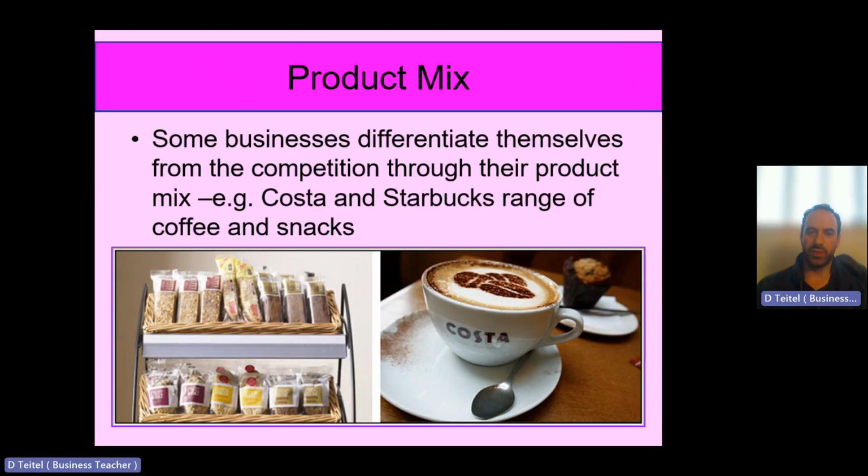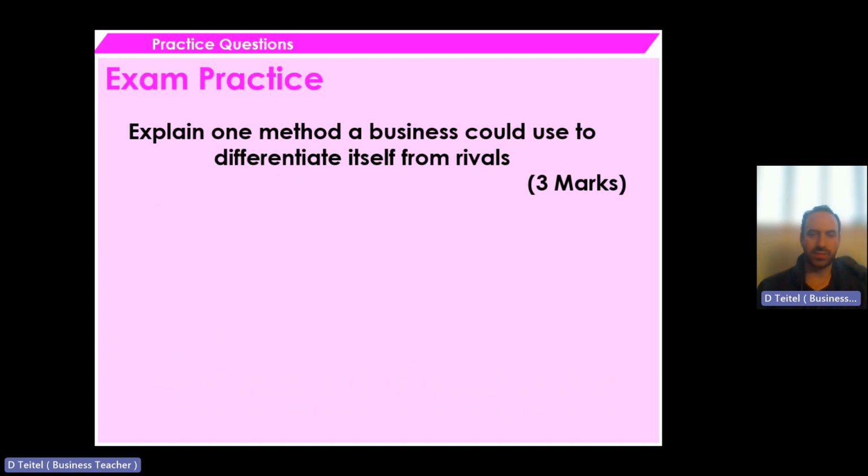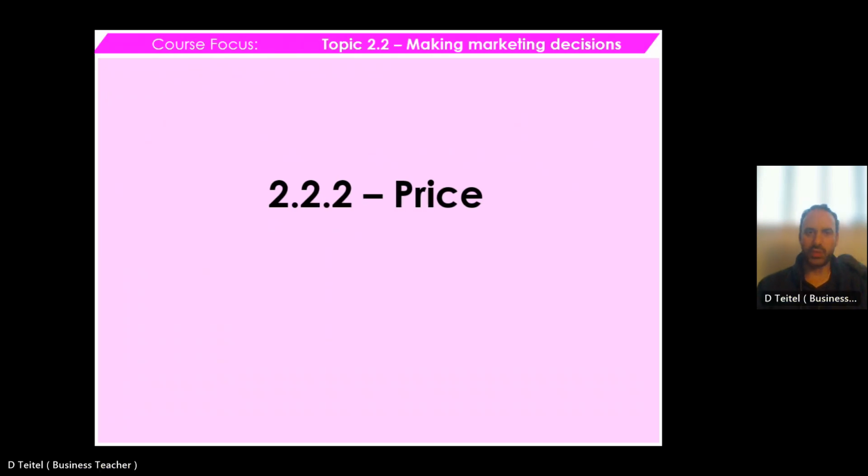All right, that was all for the product part. So let's do a practice question. Explain one method a business could use to differentiate itself from its rivals. This is 3 marks. We've talked about it before. You can pause the video here, and we'll have all the sample practice answers at the end of the video. All right, let's move on.